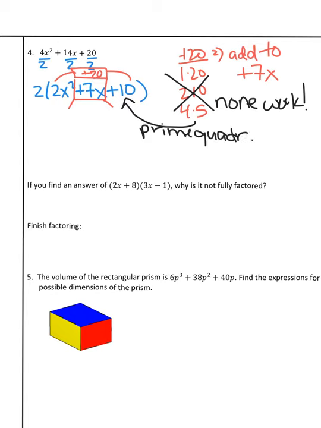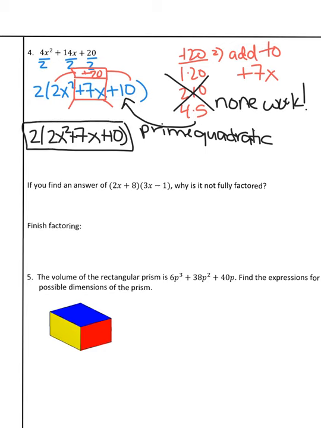So if you were asked to factor the original polynomial, which said 4x squared plus 14x plus 20, the only thing that can factor out of this is the GCF of 2. So your final answer would be 2 times 2x squared plus 7x plus 10. Factored form, you got to take that 2 out. But we can't factor the quadratic trinomial because the quadratic trinomial itself is prime, right? So remember we talked about prime last week too.